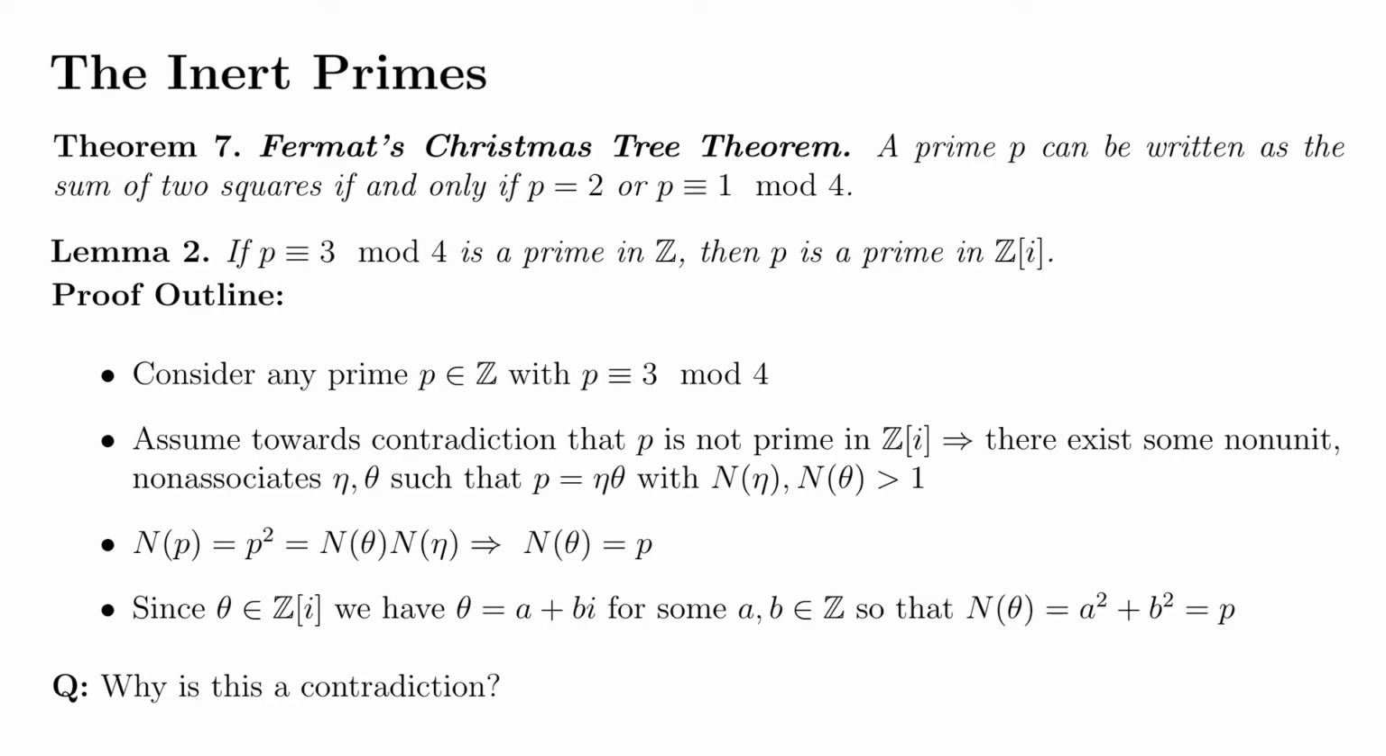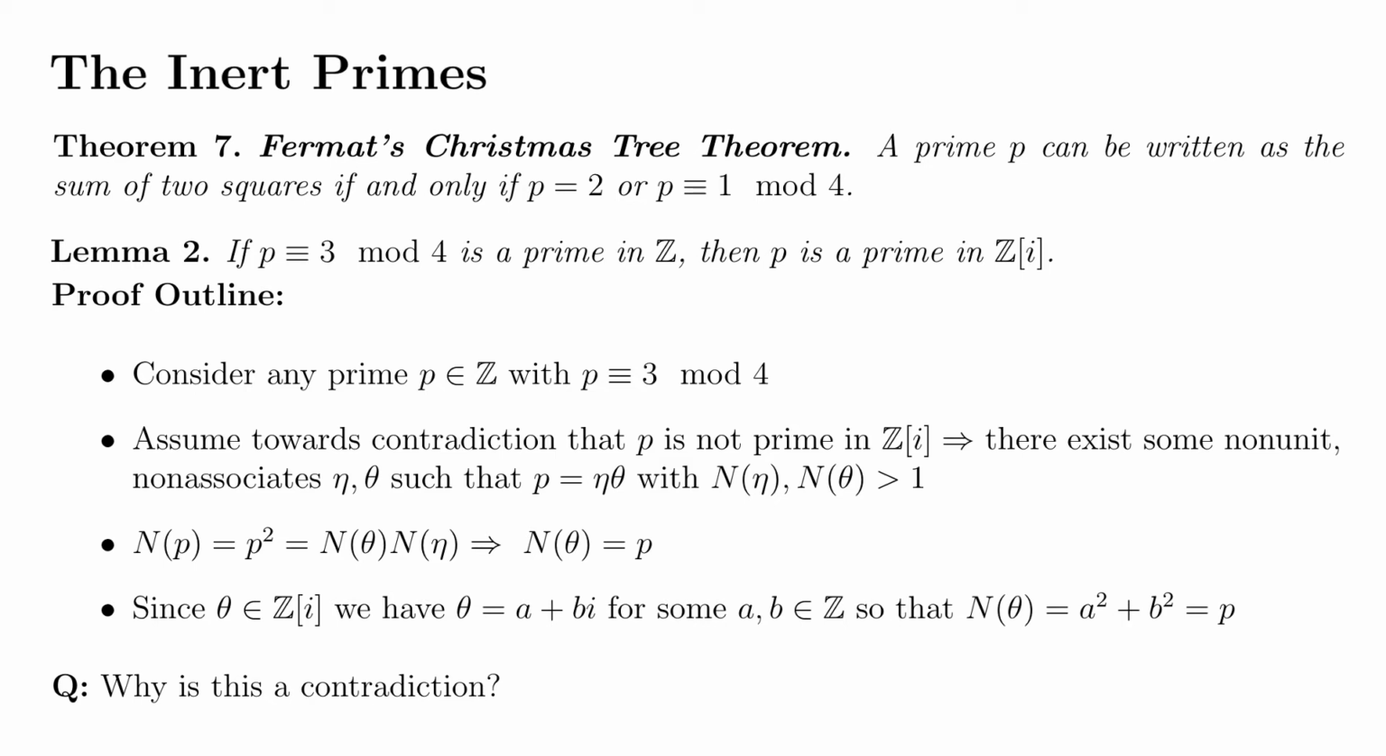Moving on to the inert primes. Lemma 2 states that if p congruent to 3 modulo 4 is a prime in the integers, then p is also a prime in Z adjoin i. This is why the inert primes are also known as the rational primes, because they have no imaginary part. The proof outline is here.